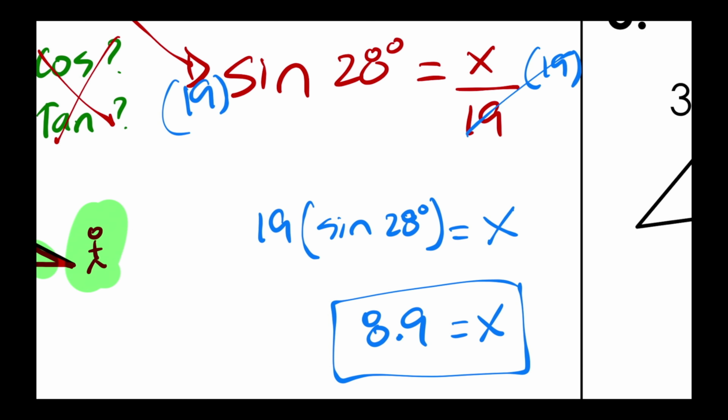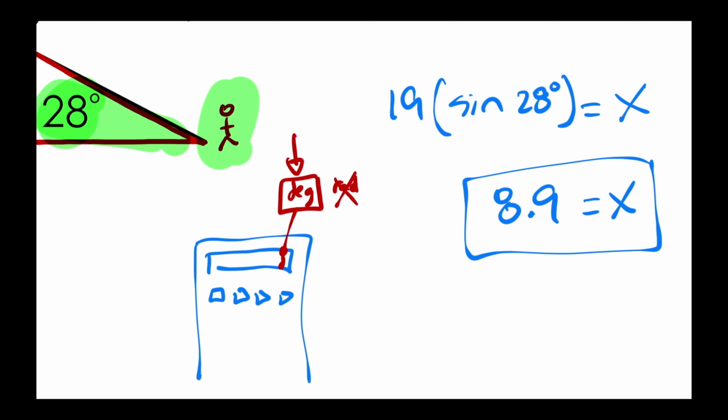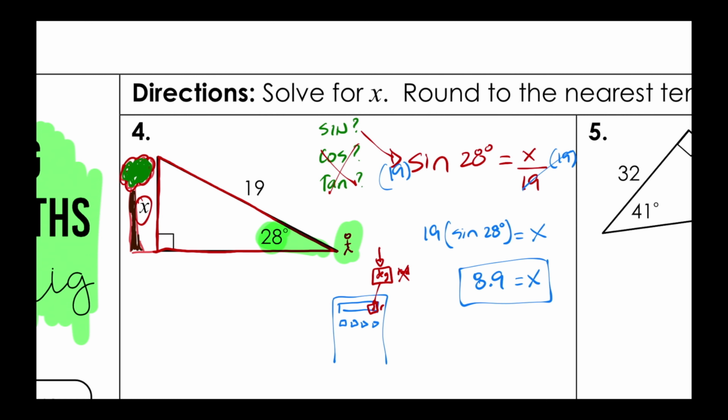Some of your calculators, you're going to have to make sure that your calculator, here's your calculator, sometimes has something in the corner that says deg or rad. Make sure that your calculator is in deg. That means degrees. If it's in rad, make sure you're out of that. That means radians, which you don't want to be in. You want to make sure it's in D or DEG, degrees. And yes, 8.9. And that's how we use trig to find out side lengths.